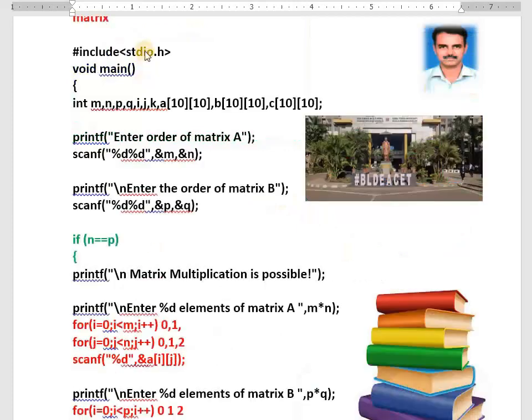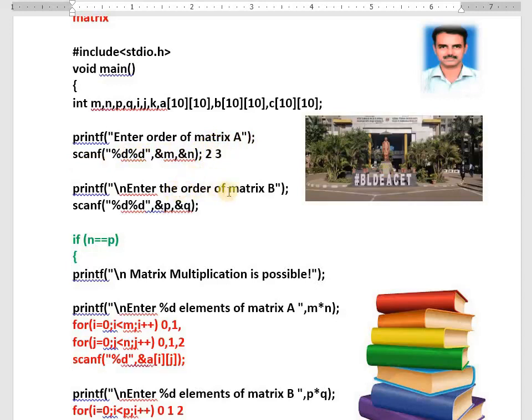Okay, how to write the program? Hash include standard input and output header file. Then void main, int m, n, p, q, i, j, k, a of 10 by 10, b of 10 by 10, c of 10 by 10. How to read the order of matrix A? Enter order of matrix A. Scanf %d, ampersand m, ampersand n. Assume that entered order is 2 by 3.